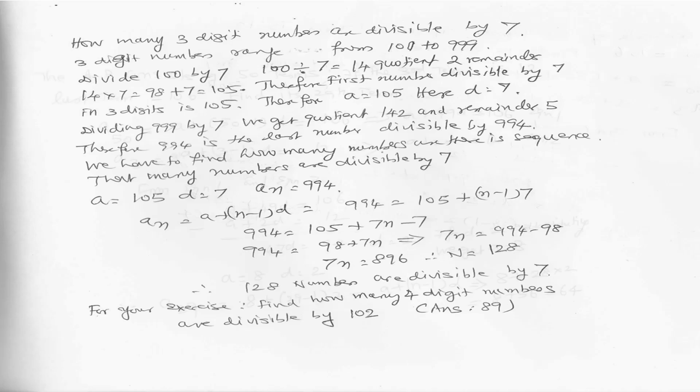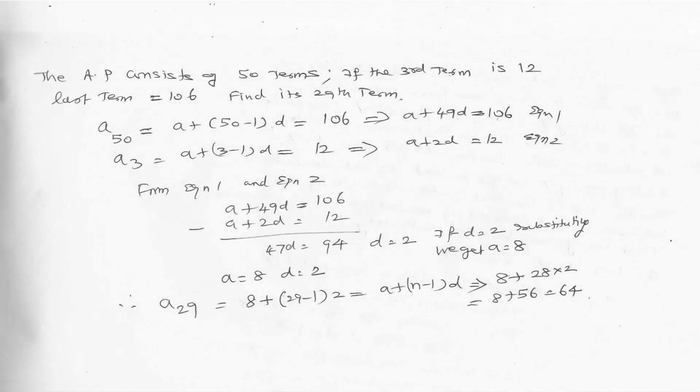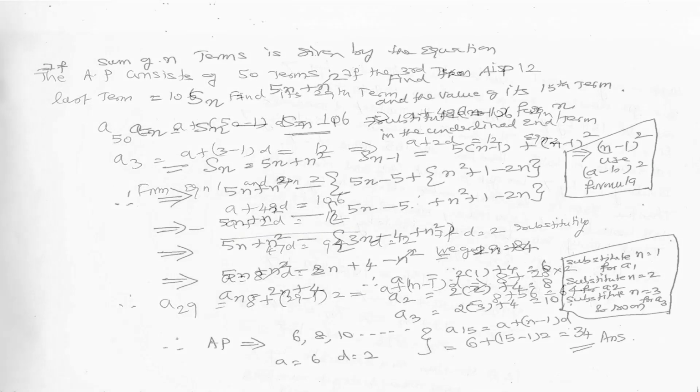Try yourself. The AP consists of 50 terms. If the third term is 12, last term is 106, find its 29th term. A50 is equal to A plus 50 minus 1 into D, which is equal to 106. That is A plus 49D is equal to 106, equation 1. A3 is equal to A plus 3 minus 1 into D. That is A plus 2D is equal to 12, equation 2. Solving from equation 1 and 2, we get D as 2 and A as 8. Therefore, the 29th term, A29 is equal to A plus 29 minus 1 into D. That will take you to 64.